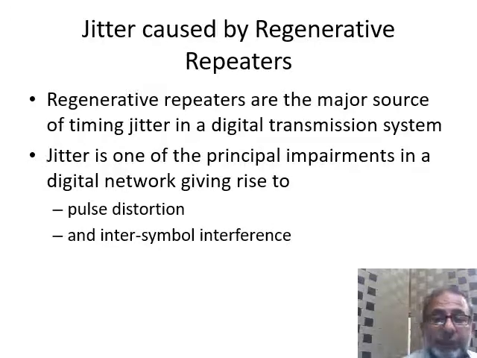Regenerative repeaters also cause jitter. They are the major source of timing jitter in the digital transmission system. Jitter is one of the principal impairments in the digital network, giving rise to pulse distortion and inter-symbol interference.